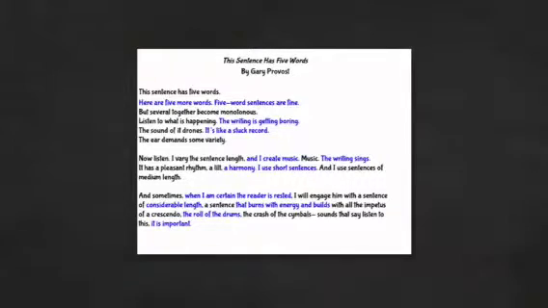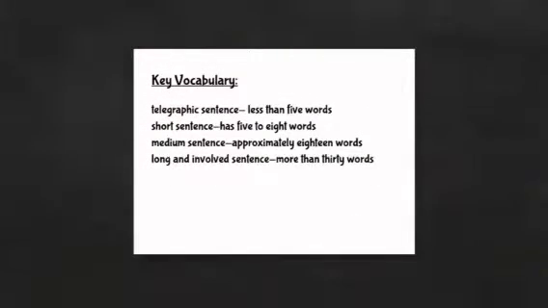One of the things that I did to get their attention and to really make an impact was to do a choral reading with "This Sentence Has 5 Words" by Gary Provost. I read what was in black, the kids read what was in blue, and by the end of it, they really get a good feel for sentence lengths. The next step in the lesson is to go over the new key vocabulary, and it's basically showing the kids the different types of sentence lengths.